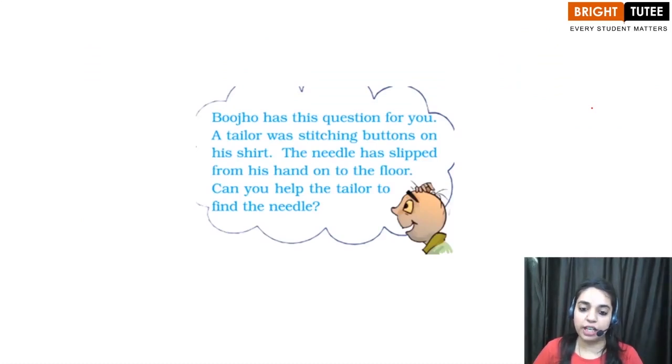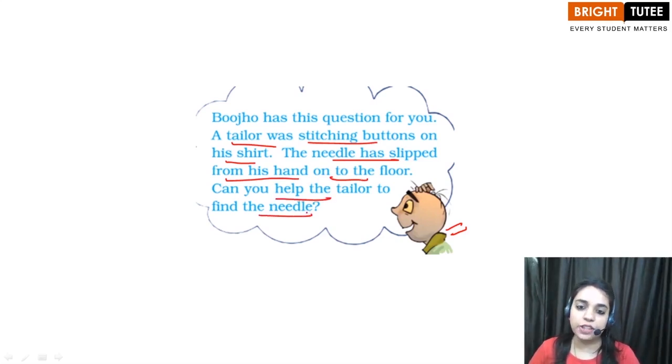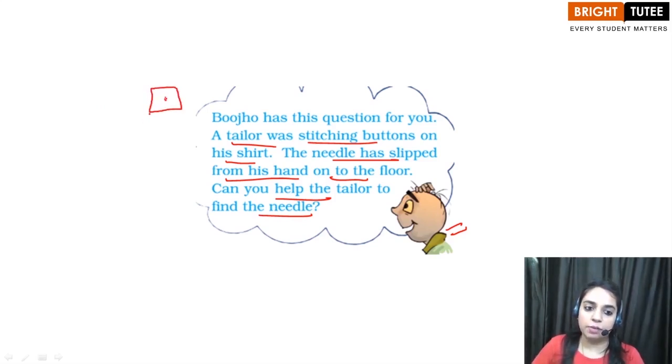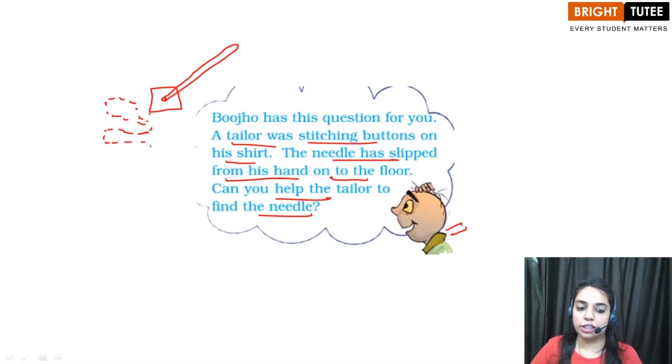So children, before moving ahead, our friend Bujo has a question for you. He is confused: a tailor was stitching buttons on his shirt. The needle slipped from his hand onto the floor. Can you help the tailor find his needle? What he can do, children, is this: the needle is made up of iron, which is a magnetic material. So we can take a piece of magnet and put it at one end of a stick, and we can take this stick everywhere in the room where the needle could be found, and you will observe that this iron needle will be attracted towards our magnet stick, and in this way we can help the tailor find his needle. Okay.